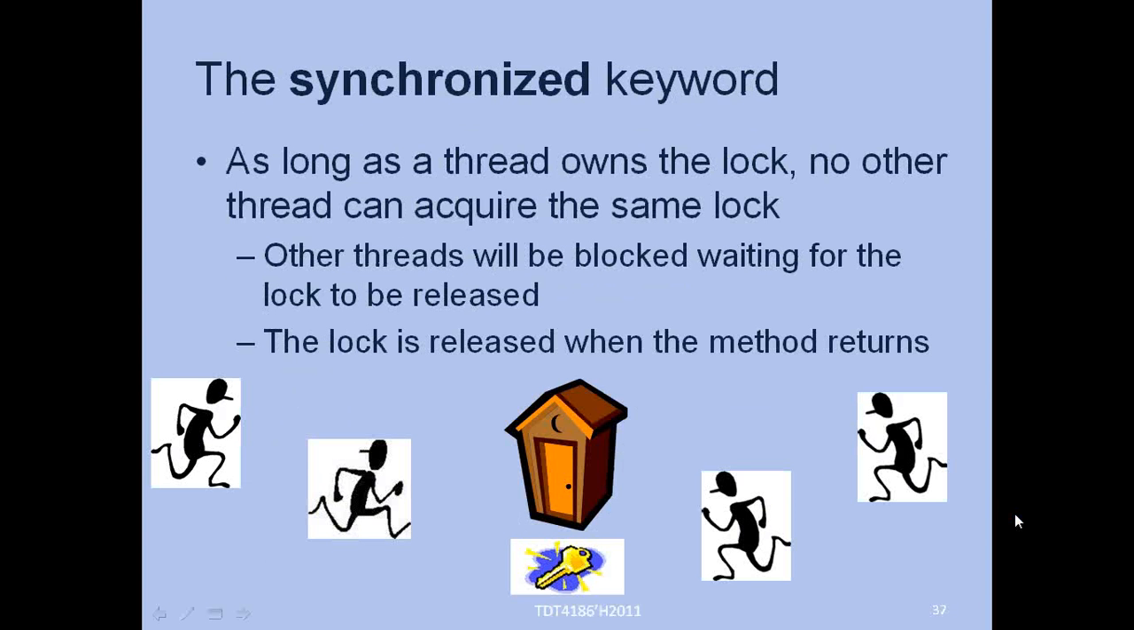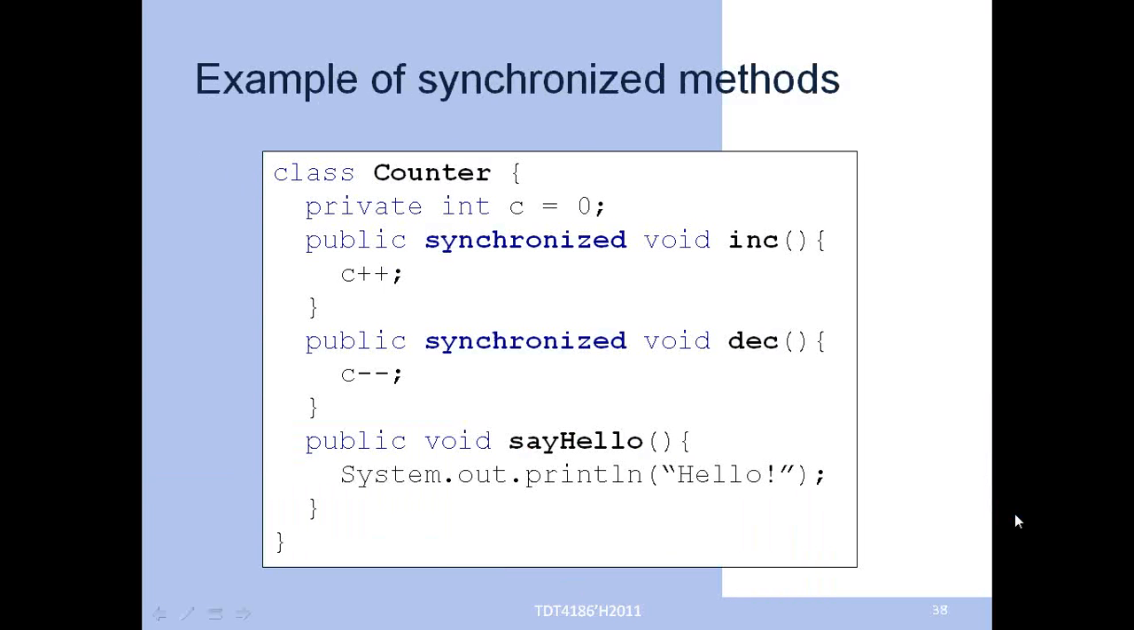As long as the thread owns the lock, no other thread can acquire the same lock. You see, many threads are running for the lock, but only one of them can get it. And the other threads will be blocked, waiting for the lock to be released. The lock is released when the method returns and the method execution completes.